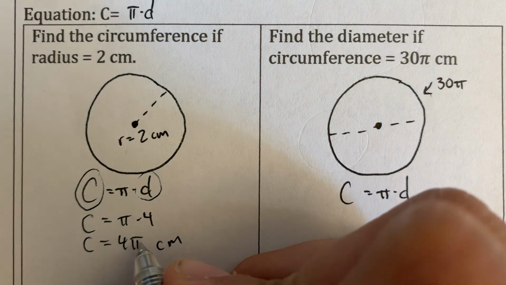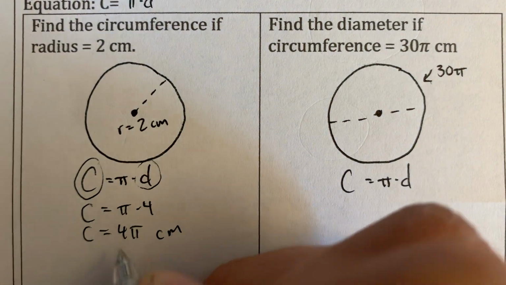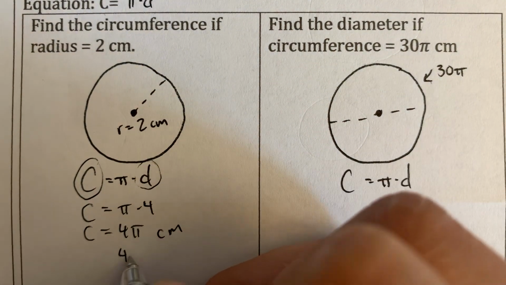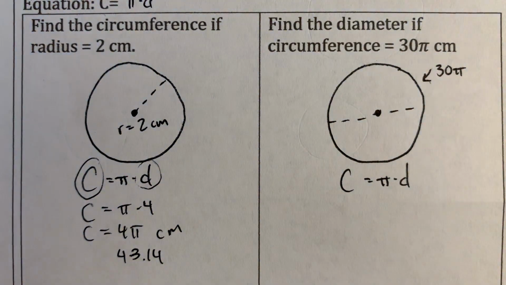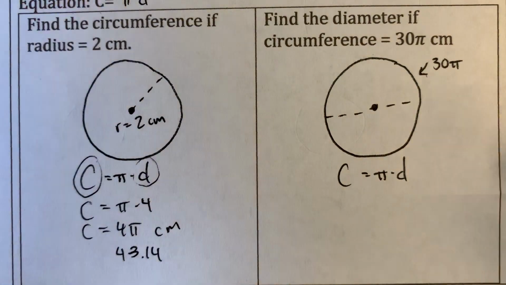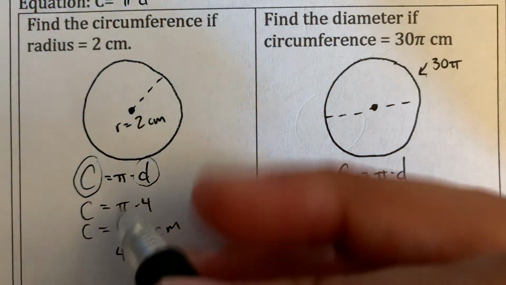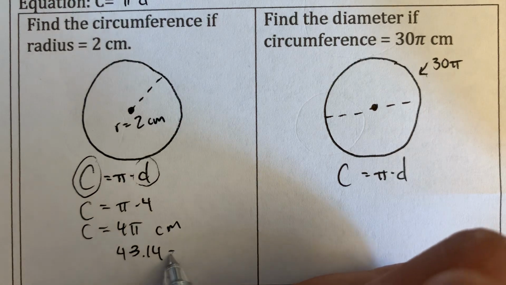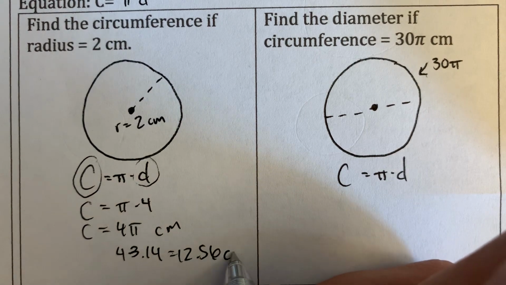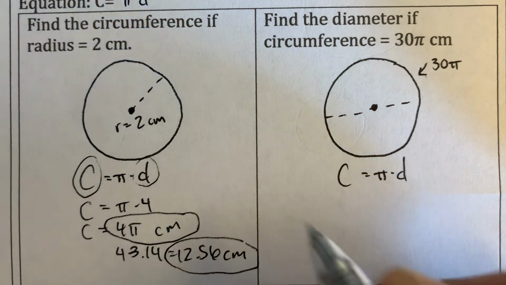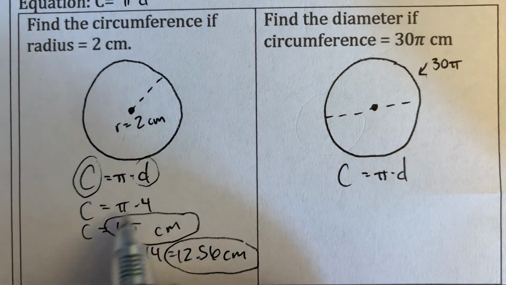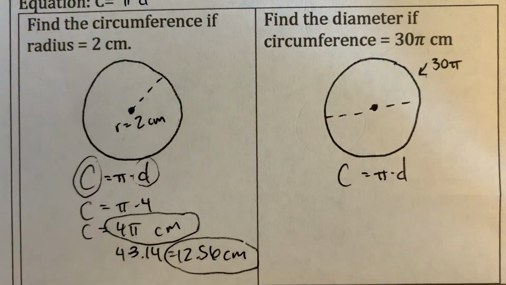And then remember, pi is 3.14, so we can do 4 times 3.14. And when we do 4 times 3.14, let's see what we get. And we get 12.56, so equals 12.56 centimeters. So those are your two answers, 4 pi or 12.56, but just so we don't have to keep plugging it in, we're going to leave our answers with pi. So 4 pi is what we're going to leave it as.